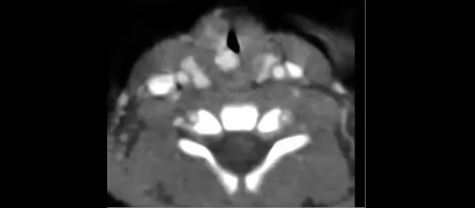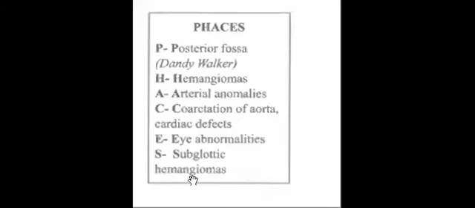Syndrome. What I want to show you quickly is what's called PHACES. They like it in the exam. It is associated with subglottic hemangioma, eye abnormality, coarctation of aorta, arterial anomalies, hemangiomas, posterior fossa, Dandy-Walker. That's what's called PHACES. It can be an association of 7%. Okay? Is that okay with you? So this is what is called subglottic hemangioma.